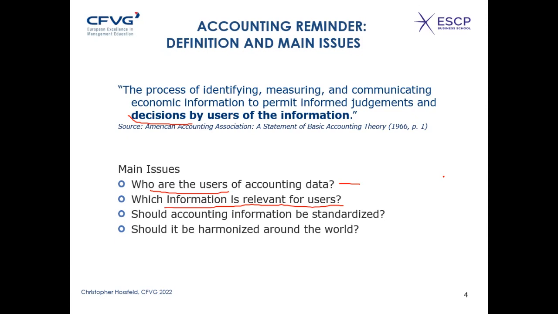For example, when you think about a shareholder or an investor, what do you think would be the first accounting number, the first financial information that a shareholder would look up in the financial statement of a company? What is the most important accounting information for a shareholder? What do you think? Any ideas?